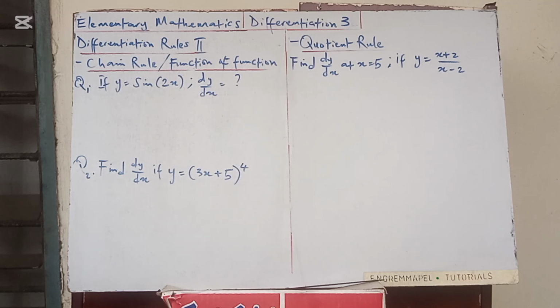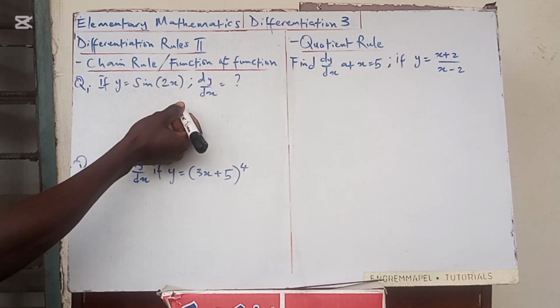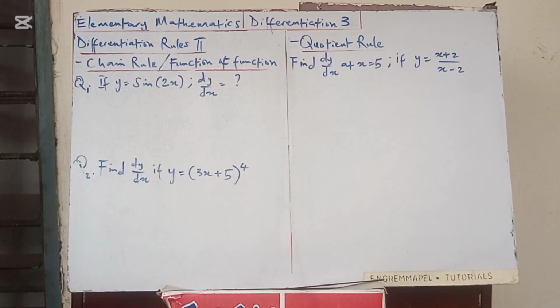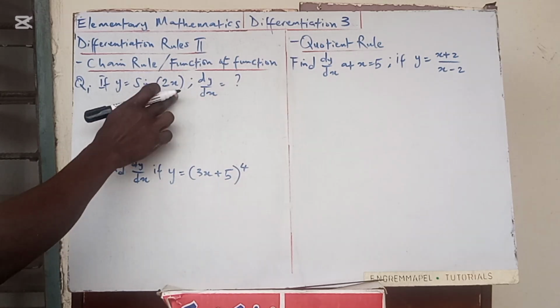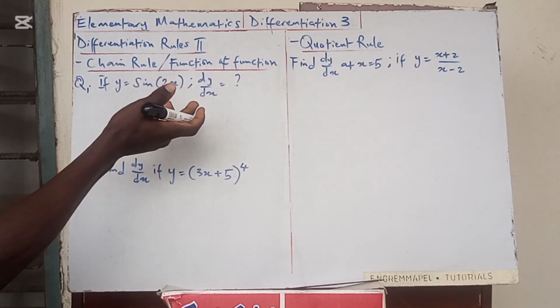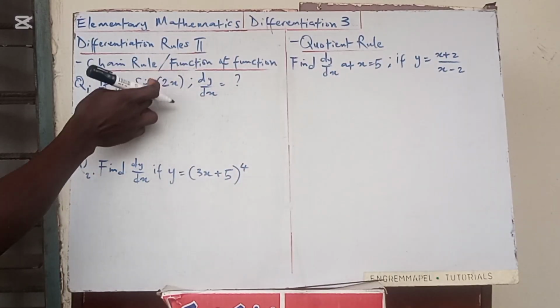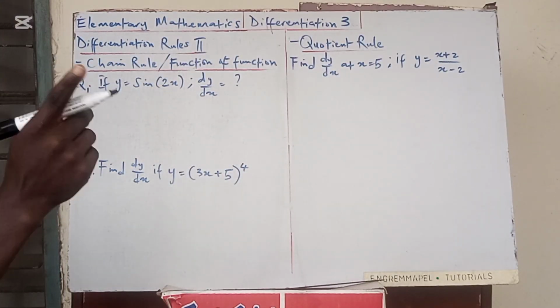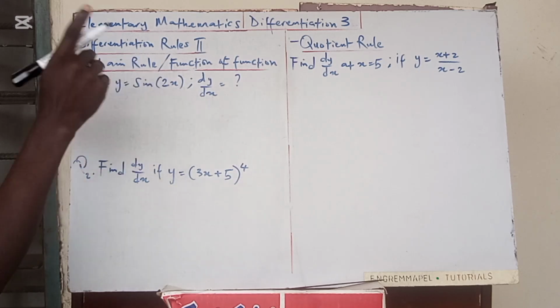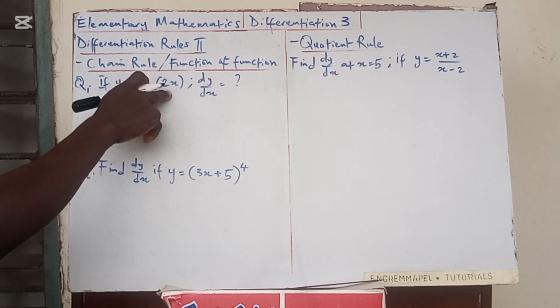For the chain rule, we have if y is sine 2x, then we are asked to look for the dy dx. I want us to understand that when we are dealing with chain rule, there will always be a complex function there. For example, you can see this is a complex function. Assuming they gave us sine x, we just differentiate it and say it is cos x. But now we are having this complex function. So whenever you are having a complex function, you have to represent that by a particular letter, maybe u or something. So now I can say let u be 2x.